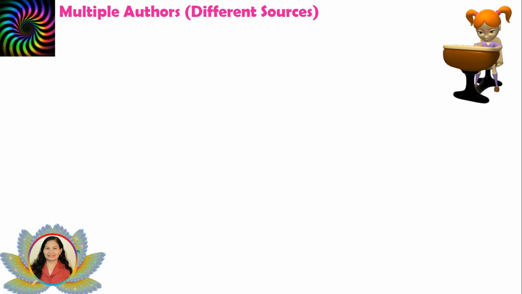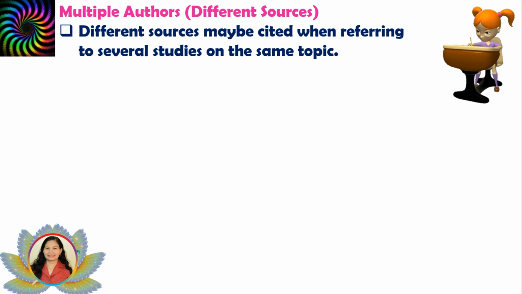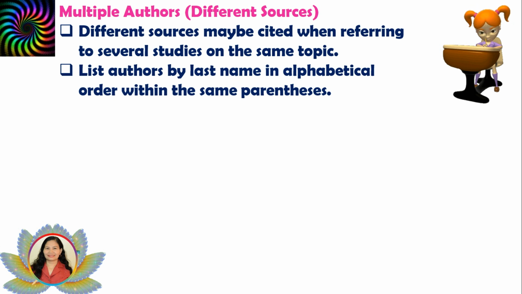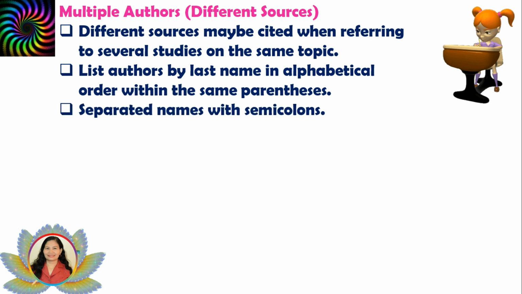Multiple authors, different sources. Different sources may be cited when referring to several studies on the same topic. List authors by last name in alphabetical order within the same parentheses. Separate names with semicolons.